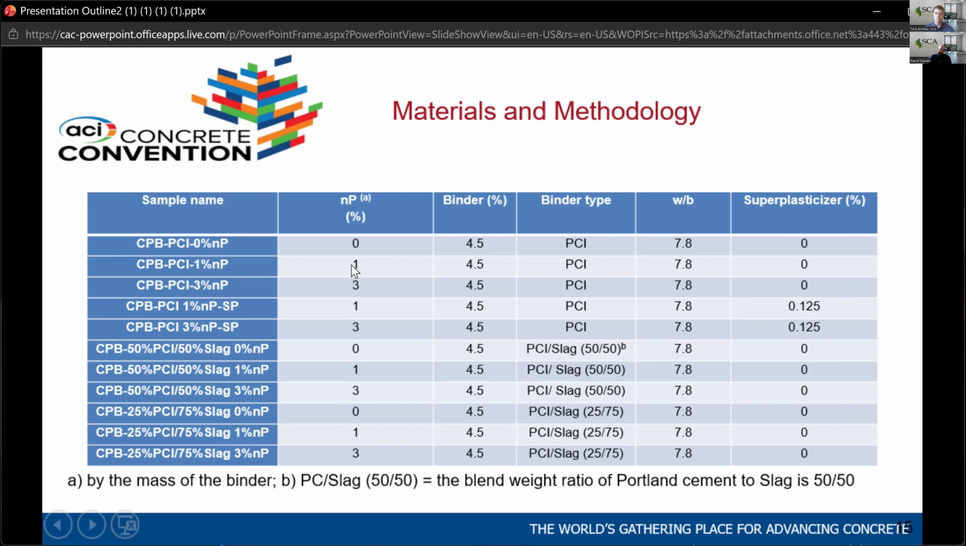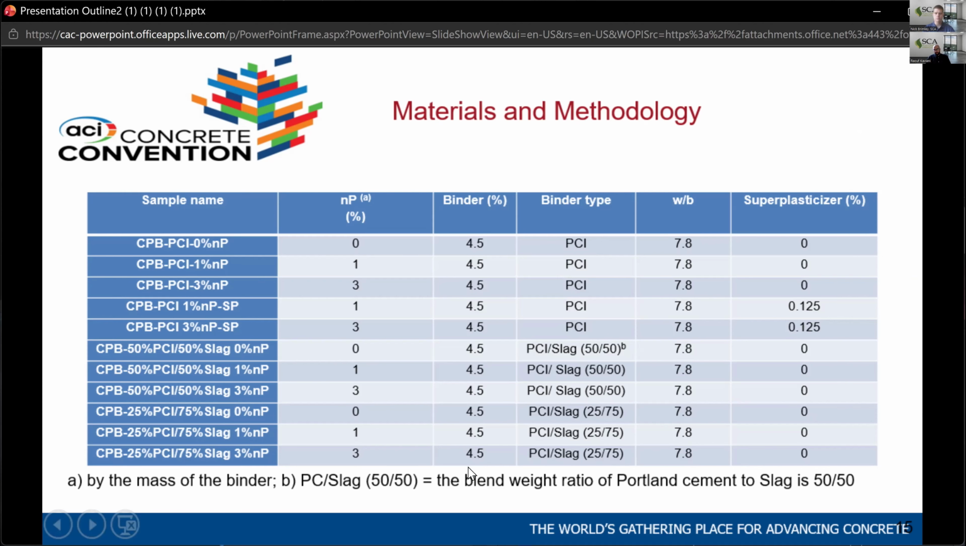For the second one, I added 1% of nanoparticle, and then I added 4% of. But the binder percentages are all the same through all the binders I researched, but the constitution inside the binder is different. So again, 4.5% of the CPB would be binder. Again, I used only cement in it.